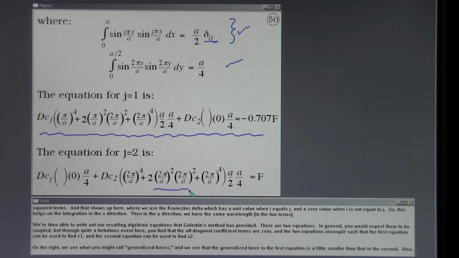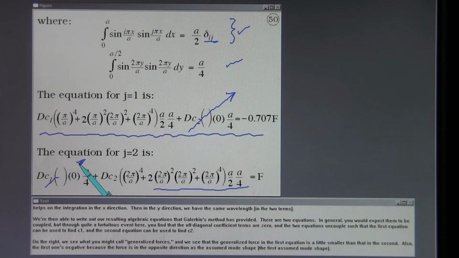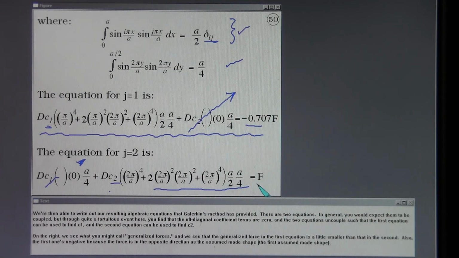There are two equations. In general, you would expect them to be coupled, but through quite a fortuitous event here, you find that the off-diagonal coefficient terms are 0, and the two equations uncouple such that the first equation can be used to find C1 and the second equation can be used to find C2. On the right, we see what you might call generalized forces, and we see that the generalized force in the first equation is a little smaller than that in the second. Also, the first one's negative because the force is in the opposite direction as the assumed mode shape, the first assumed mode shape.